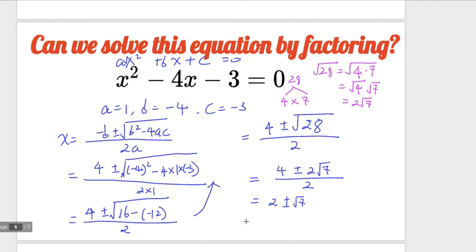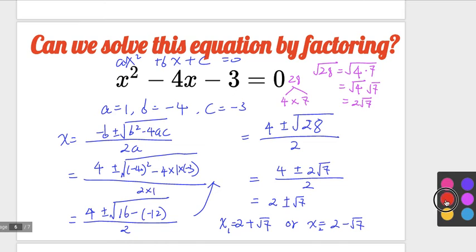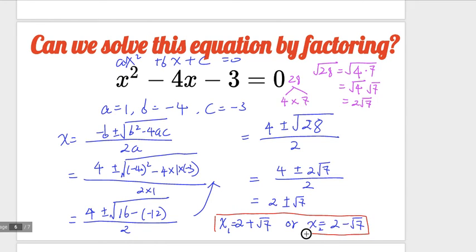So one of the solutions is 2 plus radical 7. The reason I put a subscript 1 here is that it is the first solution, and the second solution is 2 minus radical 7. One thing I want to remind you is you don't need to break it down as I did here. I just wanted to tell you exactly how these two solutions are separated. So these are the two solutions. This is how we use the quadratic formula to solve it.